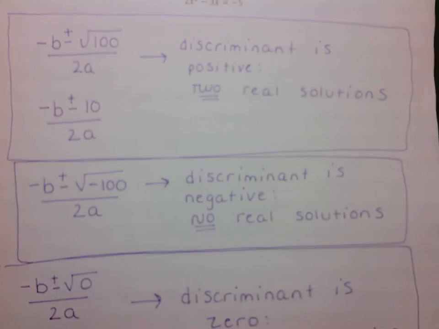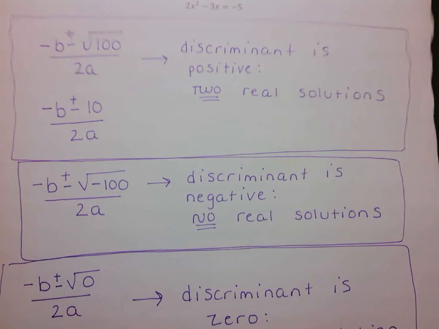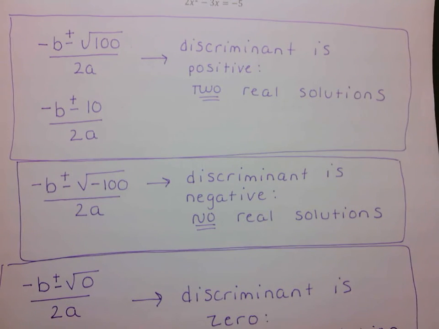But what happens if the discriminant is negative? That means you will have no real solutions. Now the reason why we say real solutions is because in Algebra 2 you will learn about imaginary solutions, but we're not going to talk about that right now in Algebra 1. All you need to know right now is if the discriminant is negative, there are no real solutions.